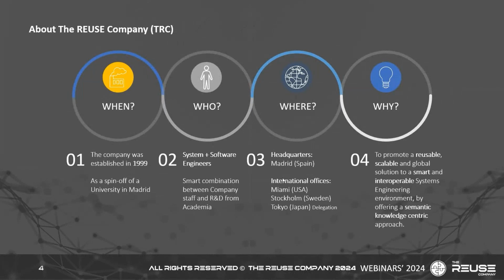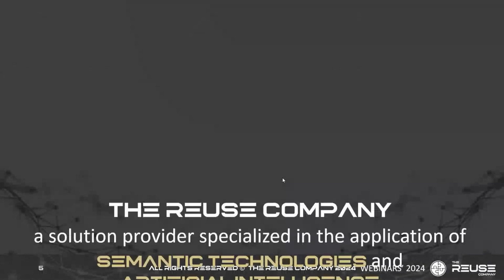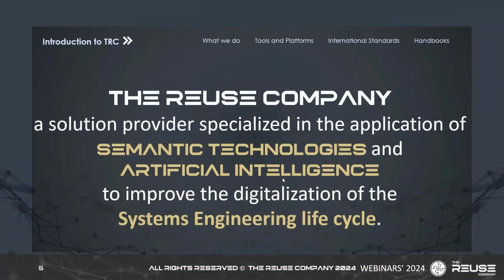A few words about the reuse company, established in 1999 as a spin-off of a university here in Madrid, merging together systems engineers with software engineers to make possible the series of products that I will be presenting today. The company is still headquartered in Madrid, with offices in the USA, in Stockholm, and a special delegation in Tokyo. The main aspect of the company is to be a solution provider with a special focus on the application of artificial intelligence and classical semantic technologies to improve the digitalization of the systems engineering lifecycle.